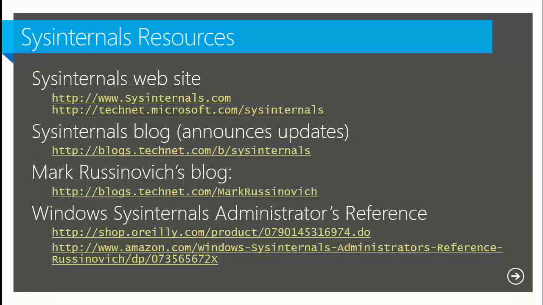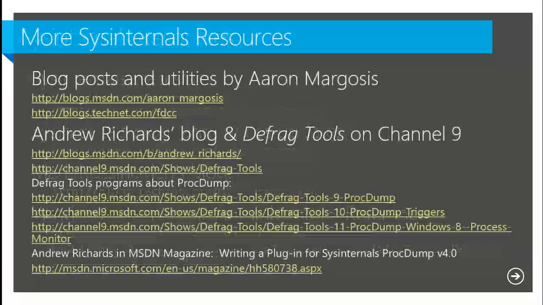Sysinternals resources include the Sysinternals website. If you go to sysinternals.com, it'll redirect you to the TechNet site where the stuff lives. The Sysinternals blog, if you want to know whenever new updates have come out, go to the Sysinternals blog, subscribe to that, and whenever a new utility is updated in any way or a new one comes out, something comes out on the blog. Mark has a blog. The Windows Sysinternals Administrator's Reference for the half dozen of you who don't own the book yet. Here are some links you can use to go buy that.